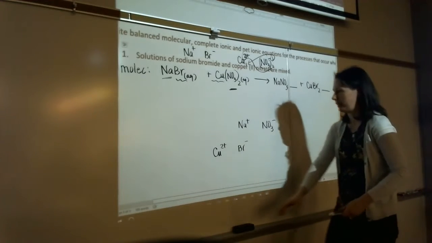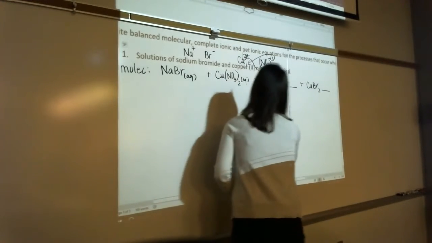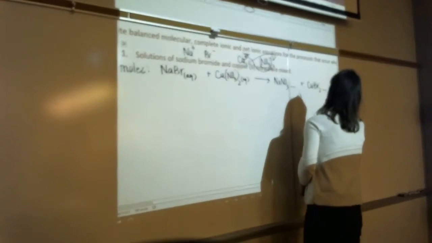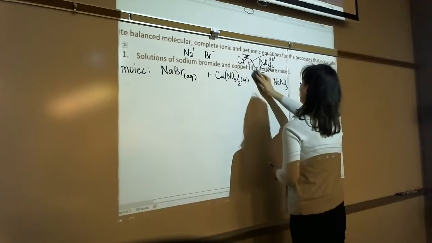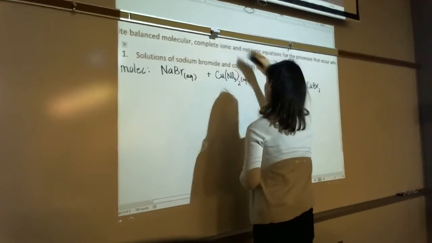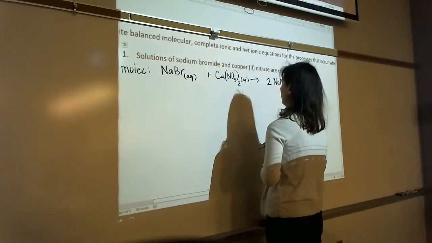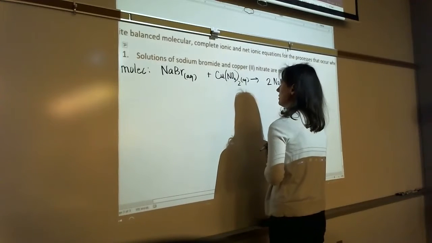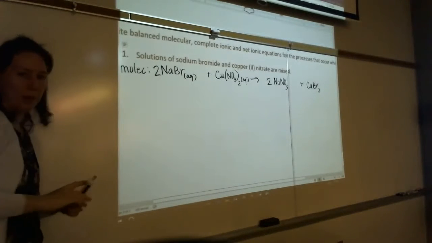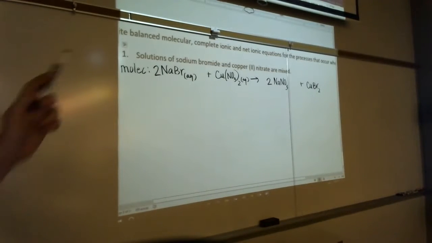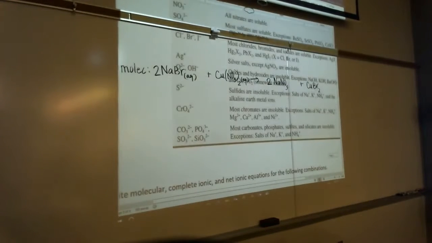Now we just need to balance this. NaNO3 is going to need a coefficient of what? 2. Right? Is there going to need to be a coefficient anywhere else? 2 in front of NaBr. Right? Got to be balanced. But now let's look at our solubility rules and figure out what's the state of matter for our products. So flip back over to your solubility rules.